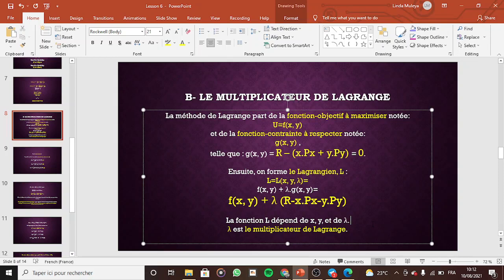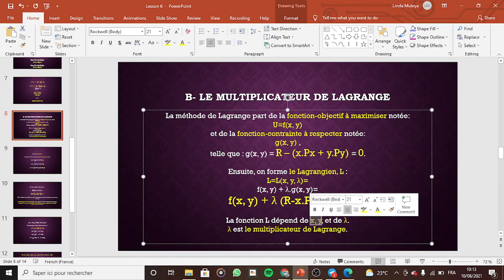Yeah. So the last statement we have on this slide is basically explaining the idea that I just mentioned. It says la fonction L dépend de x, y et de Lagrange. Lagrange est le multiplicateur de Lagrange. So this function depends on x, y, and Lagrange, which we would differentiate this formula in order for us to have the values of all three of these things.